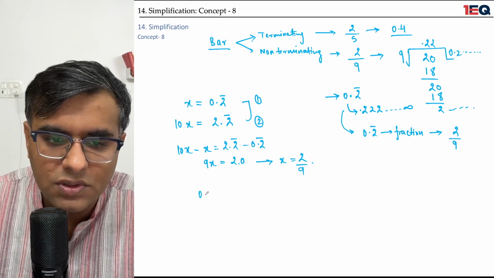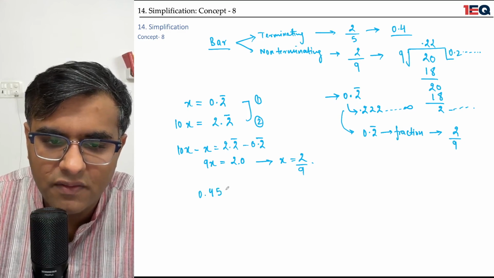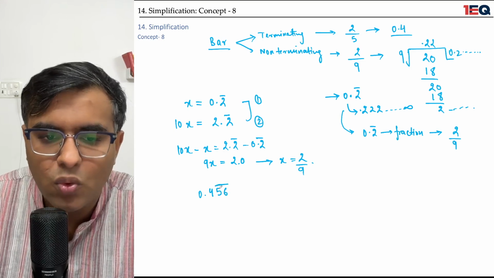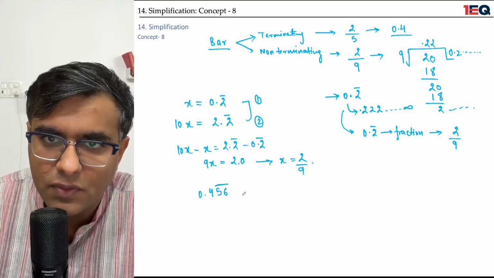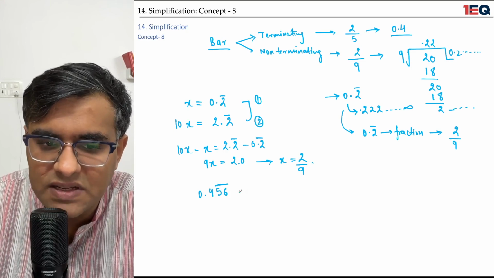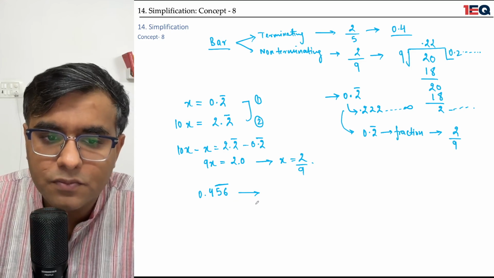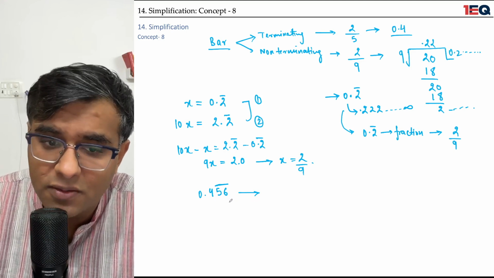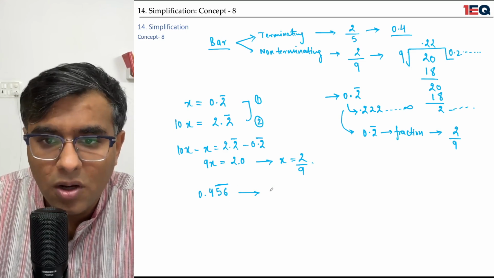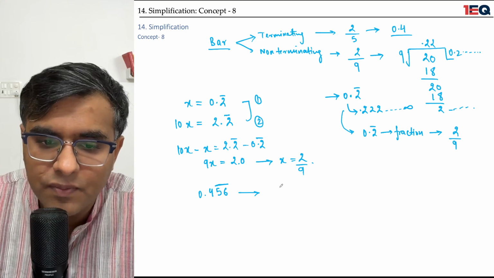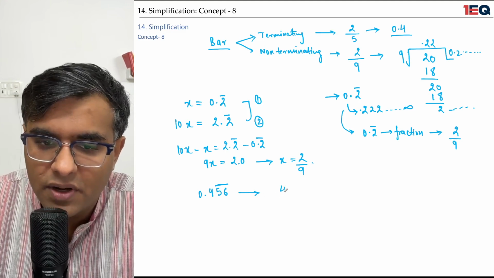Let's assume 0.456 and the bar is only sitting on 56. Okay, the bar is only sitting on 56, and somebody tells me to convert this non-terminating decimal into a proper fraction. So what I would do is, simply I would write 456.